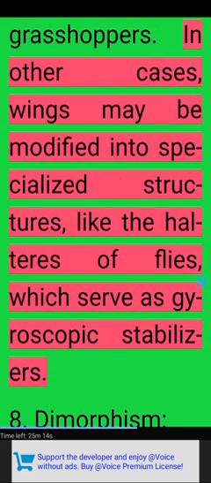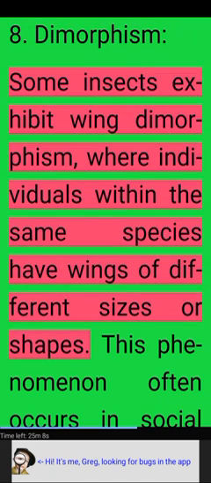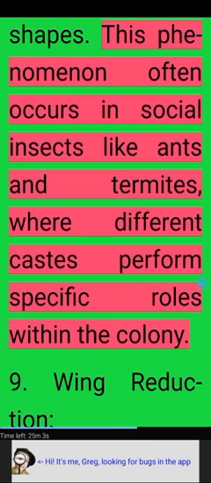In other cases, wings may be modified into specialized structures, like the halteres of flies, which serve as gyroscopic stabilizers. 8. Dimorphism. Some insects exhibit wing dimorphism, where individuals within the same species have wings of different sizes or shapes. This phenomenon often occurs in social insects like ants and termites, where different castes perform specific roles within the colony.